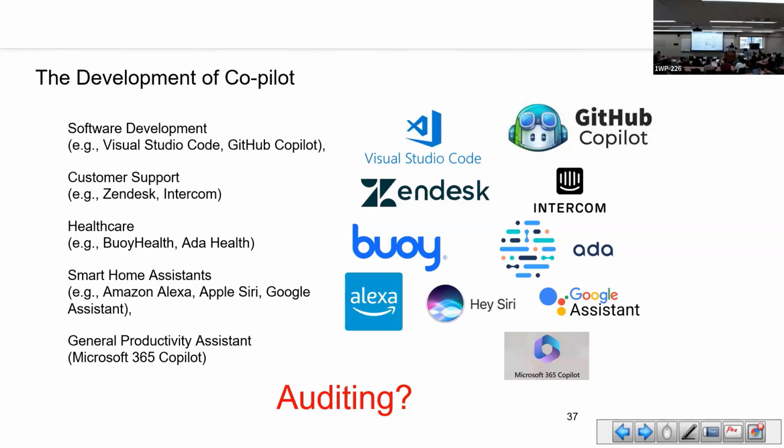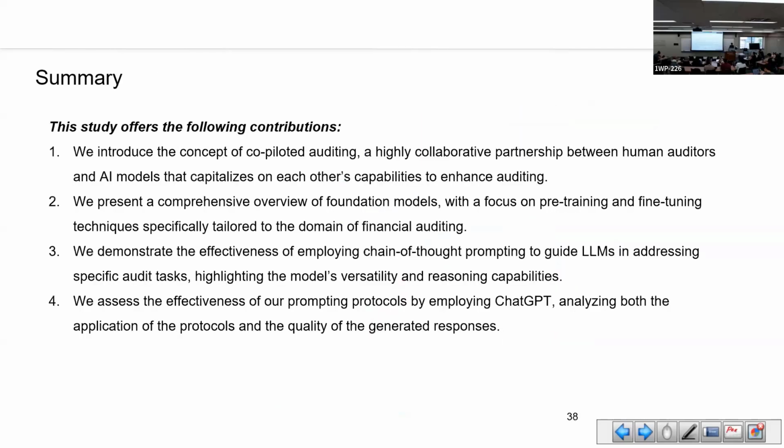So we try to pose the idea that it's possible to do some auditing with a large language model in a Copilot setting. We propose this idea of Copilot auditing, where human beings collaborate with AI, and we explain what is Copilot, what is a foundation model, what is Copiloting, and what the techniques used are. And we demonstrate how to use chain of thought prompting, which I will introduce later, to guide the model to better understand the auditor's instruction and finish the task. We also did some basic assessment of the accuracy if we just use ChatGPT to help auditors finish some tasks.